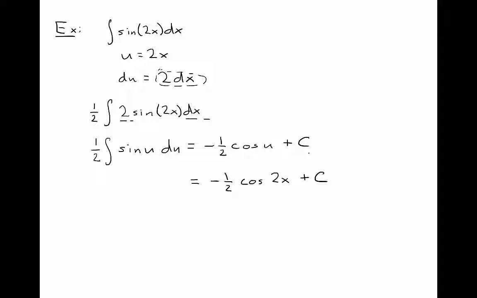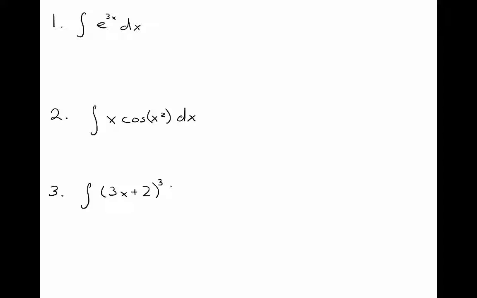Now I'm going to give you a few to try yourself. So we have e to the 3x power. We have x times the cosine of x squared. I don't have to write these parentheses, but I am for clarity that the x squared is inside the cosine. Now we have 3x plus 2 cubed. All right, try those out.